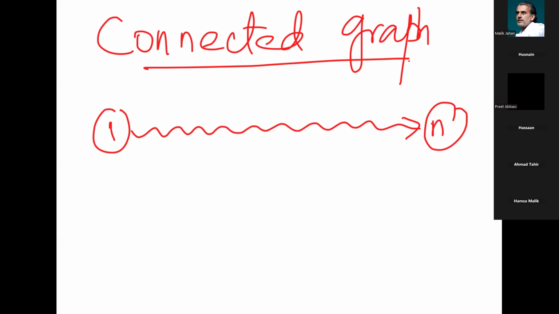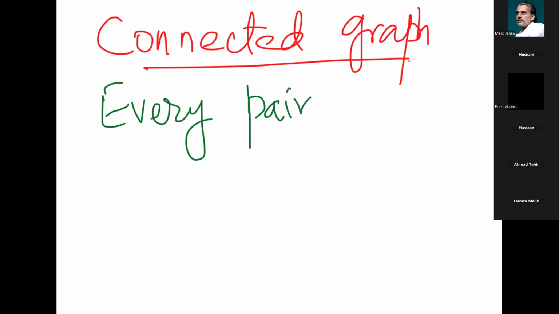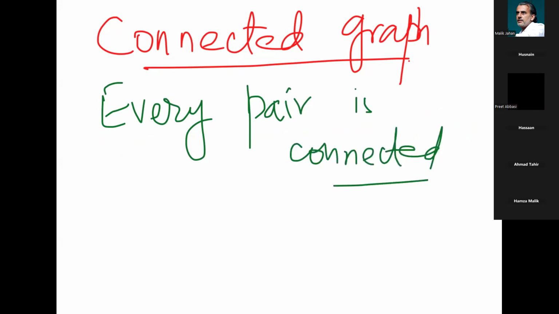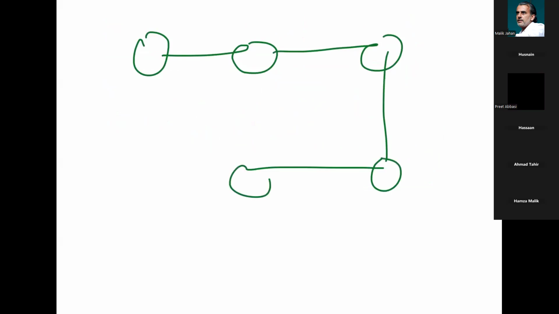Okay. So a connected graph is a graph where every pair of vertices is connected. What do we mean by a pair being connected? When we say one pair is connected, that means there exists a path between the elements of that pair. When every pair is connected, that means the whole graph is connected, right? What does that mean? Let me try to draw some examples. For example, if this is a graph, this is the same graph which we talked about. Is this a connected graph?